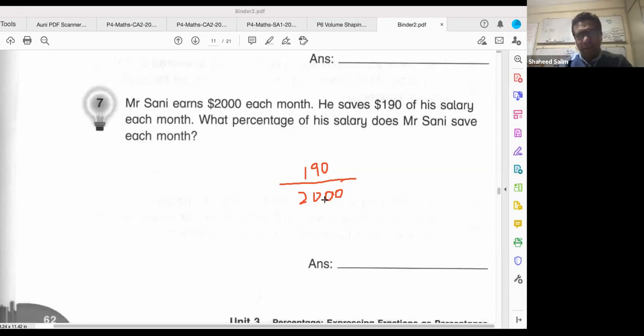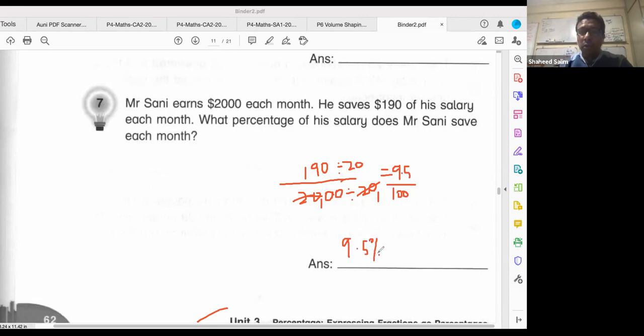But how to make it to 100? Well, if you divide by 20 here, divide by 20 get 1. Divide by 20 get 1. Can you see it becomes 100 there? Divide by 20 get 100. Then you divide by 20, you get the answer. You get 9.5. 9.5 over 100. That is your answer. 9.5%.